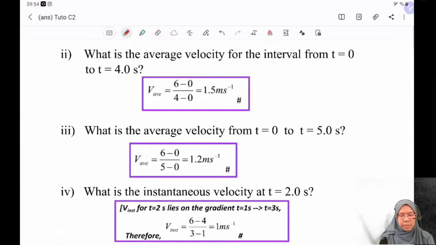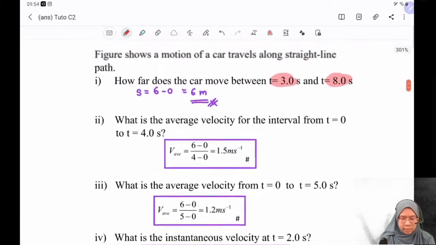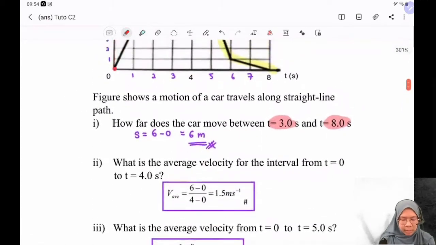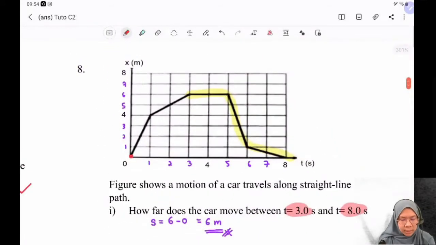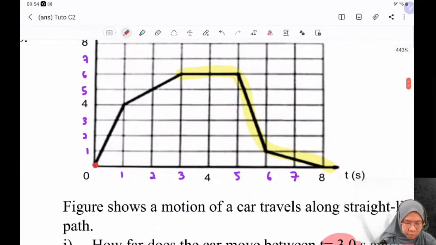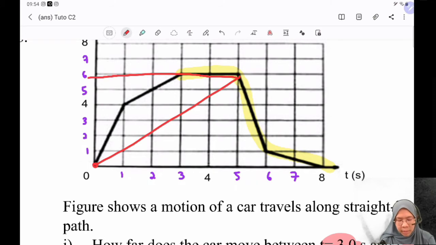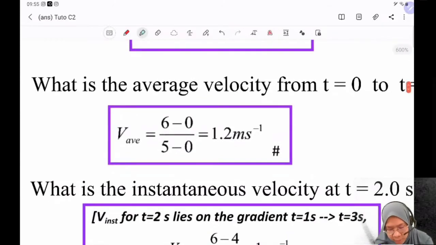Okay, number 3, what is the average velocity from 0 to 5 seconds? So, this one is same with number 2, tapi cuma masa je lah yang telah berubah. Okay, which is ditanya velocity daripada 0 ke 5 second. So, we use the same formula, S2 minus S1 divided by the time taken. Di mana at 5 second, nilai dia adalah 6. And then, pada 0, nilai dia adalah 0 lah. Okay, the time taken berbeza, dia adalah 5. Okay, so jawapannya adalah 1.2 meter per second.